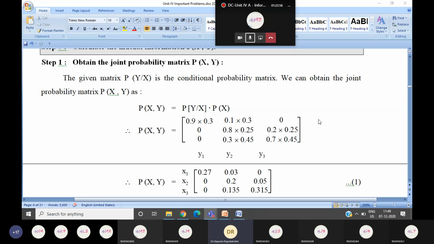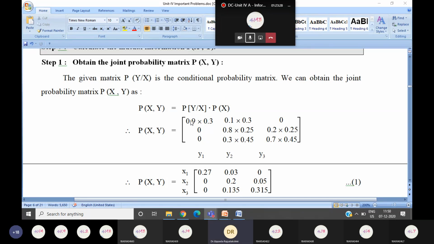I said to you that it is a 3 by 1 matrix. That means 3 rows and 1 column, that is 0.3, 0.25 and 0.45. Okay, P of x is: first row element is 0.3, second row element is 0.25, third row element is 0.45.